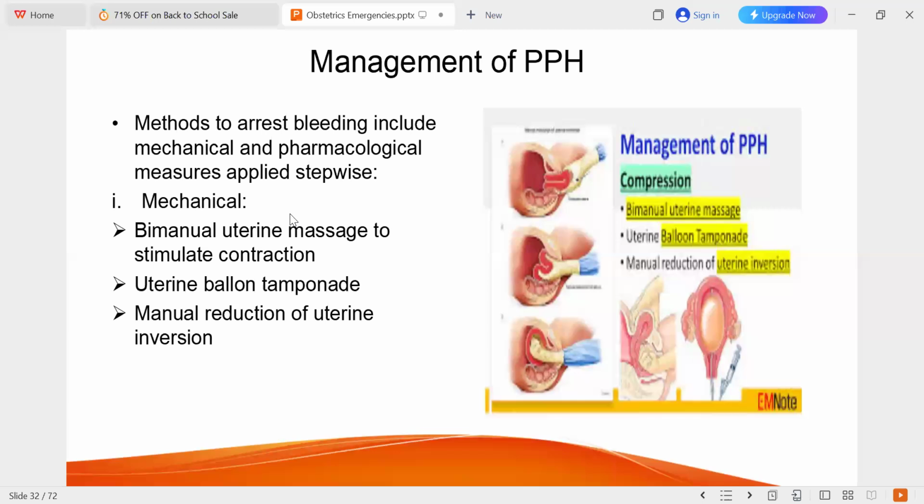Okay, so management of PPH, we have different types. Mechanical, all right? The idea is to arrest bleeding. So mechanical bimanual uterine massage, all right? This is to stimulate uterine contraction. And don't forget what we said earlier on, that uterine atony accounts for more than 70% of the causes of PPH. So by manual uterine massage to stimulate contraction, uterine balloon tamponade, and manual reduction of uterine inversion, especially if this is a cause of the bleeding.